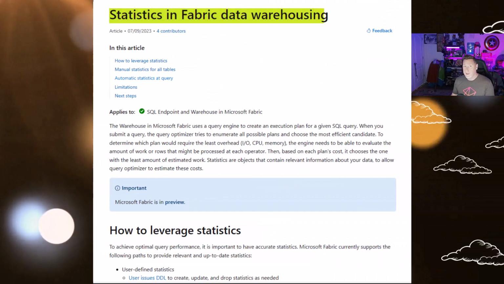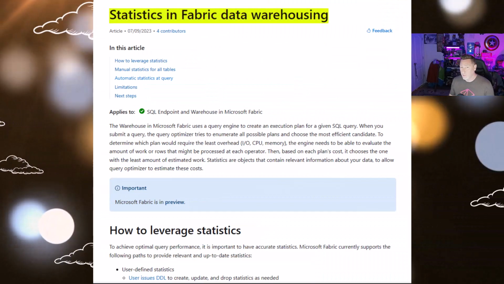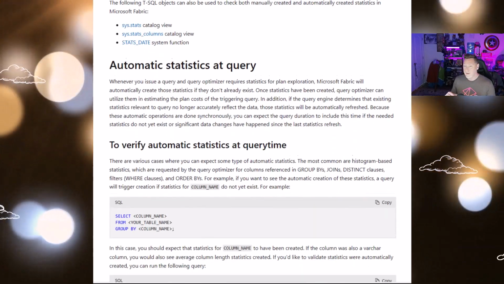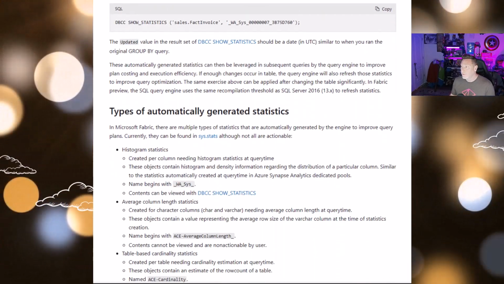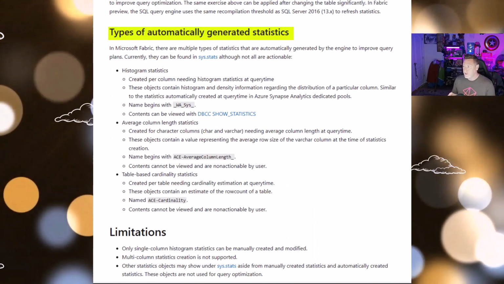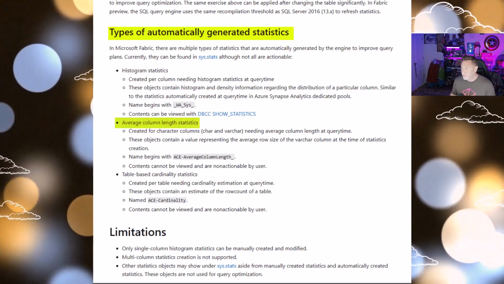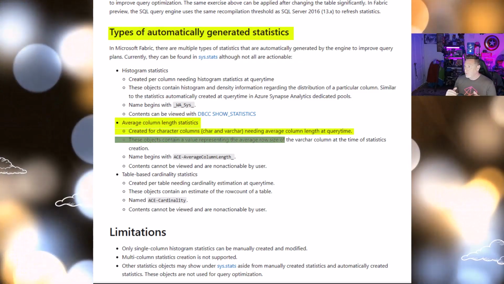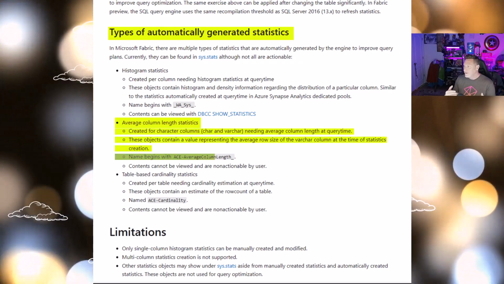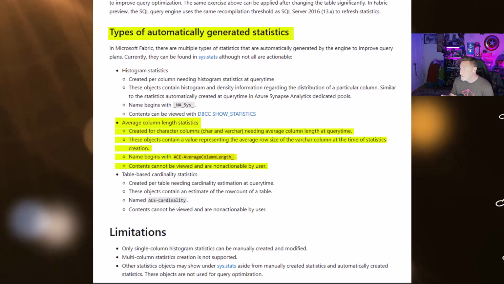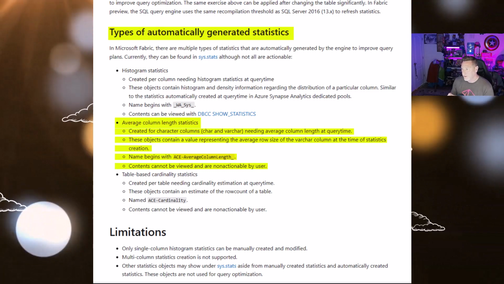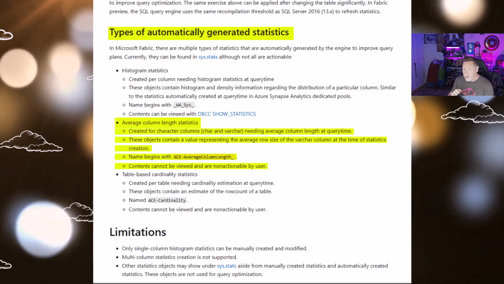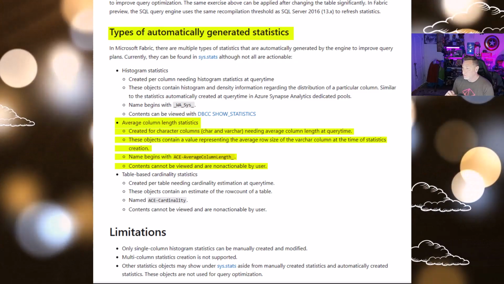Jumping over to our documentation, we're looking at statistics in Fabric data warehousing. The link to this document is in the description of the video, so check it out. We're going to look at types of automatically generated statistics. You can see we have new types. Average column length statistics. These are created for character columns at query runtime. The objects contain the average row size. The name begins with ACE average column length. That's important to understand and remember. The contents can't currently be viewed by the user.